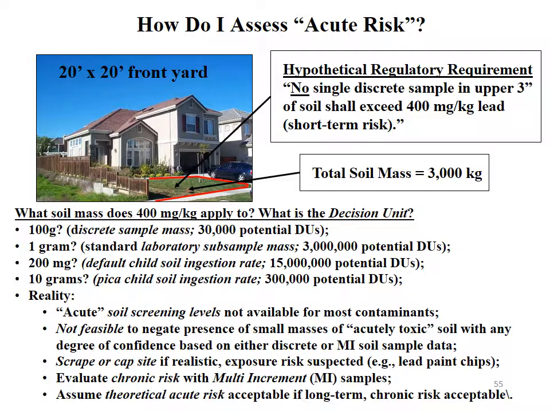And then once you do this, then you evaluate chronic risk, and you want to use multi-increment samples again, much higher reliability. Collect triplicates, 50 increment samples in this front yard. You'll have very high confidence of what the true concentration of lead is in that front yard, of the mean concentration. And you can assume that if you're addressing chronic risk at the site, then you're also going to address theoretical acute risk at the site. That's generally reasonable, and that's really the best you can do.